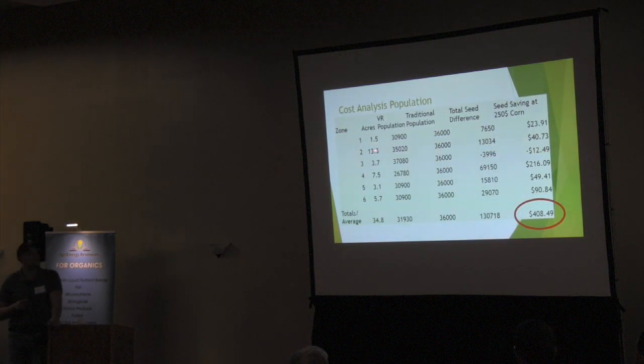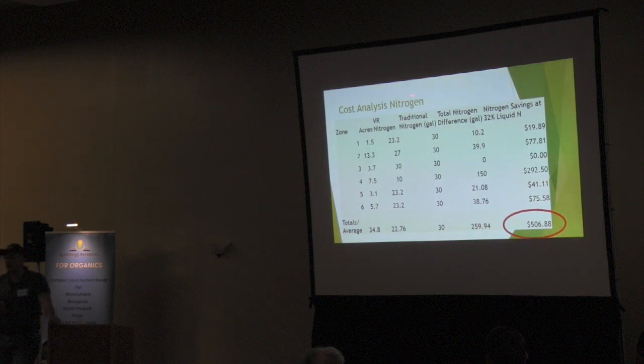So some analysis on this. In the population, we have all the zones, the acres in the zones, the variable rate population versus what we traditionally plant, our seed savings, and if you notice, we planted more than our traditional in the zone. So you have a loss here. But seed savings, if the corn was $250 a bag, $480. Now we also varied the nitrogen on this field too, according to the population we varied. So you get the same thing, zones, acres, gallons we varied, what we traditionally put down, the difference, and the cost savings we recognize.